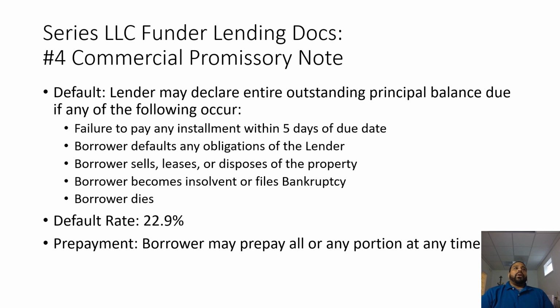Okay, now look at this default rate. 22.9% was the default rate, meaning the interest rate that has to be paid on things that are late. That's an incredibly high interest rate. But that's within the legal limits, and that is what the lender would agree to.